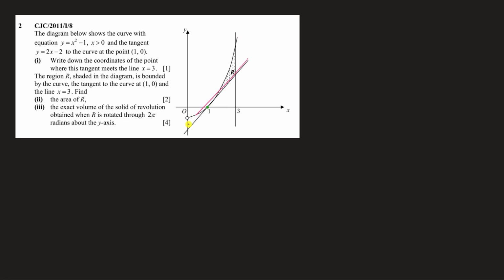Tangent meets the line. Very easy. Sub in x equals 3 into this equation. You will get y equals 6 minus 2, 4. So the answer here is 3, 4. 1 mark. Easiest 1 mark we'll get.